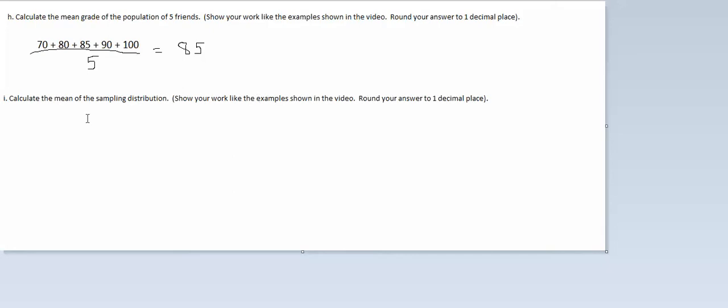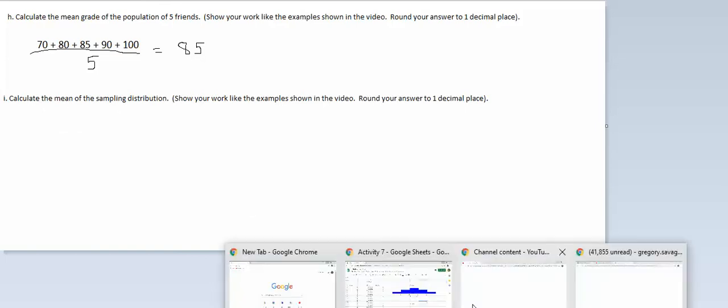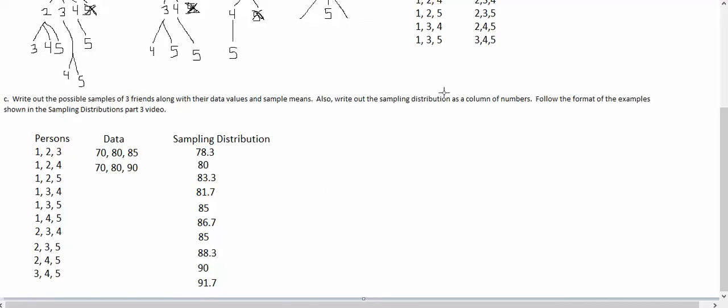Part I says calculate the mean of the sampling distribution. So what you have to do is just follow the same format that you did for part H. In this case, I would add the 10 numbers and divide by 10. So let's go back and find out what those 10 numbers are. So this was the sampling distribution from part C. So what I do now is I just add these 10 numbers and divide by 10, and I would get the answer.